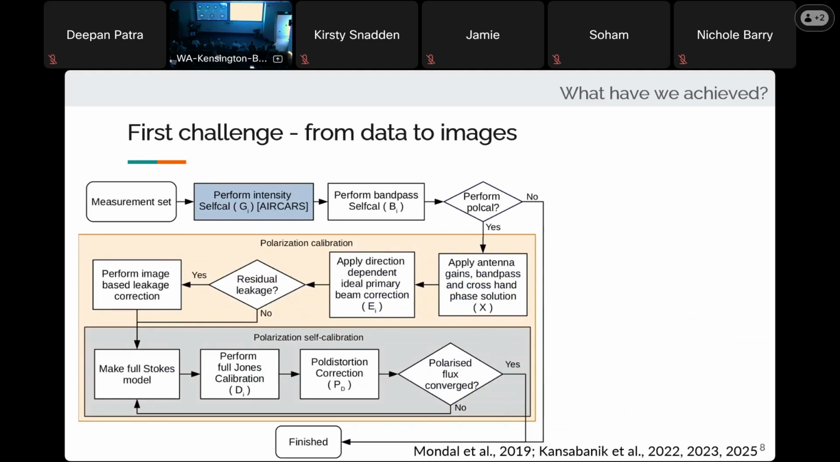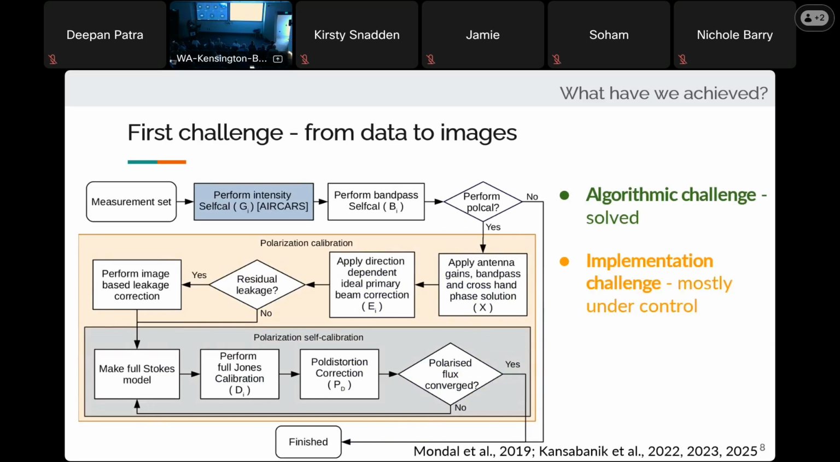But as all of you know, the imaging can be quite challenging. I don't really want to walk you through the flow chart. All I want to convey is that the algorithmic aspect of how to get from these visibilities to fantastic images, that we very much have under control. We have good implementations as well. It needs a little more work.